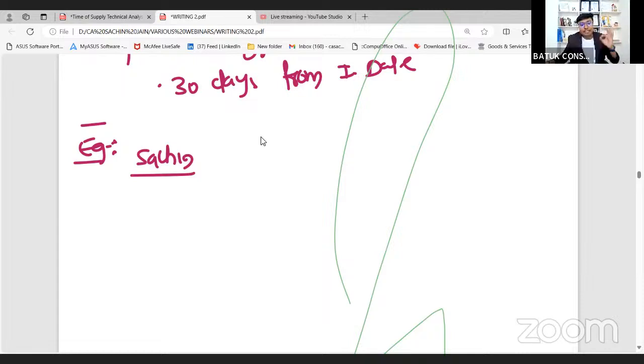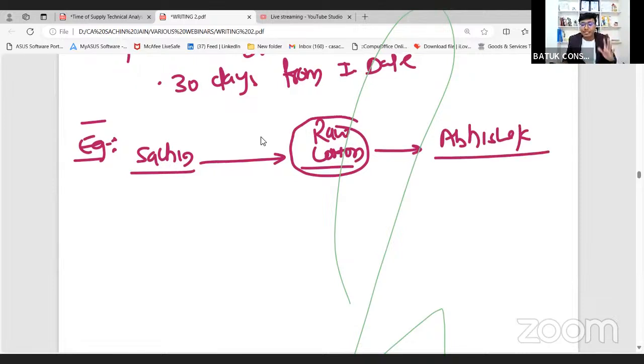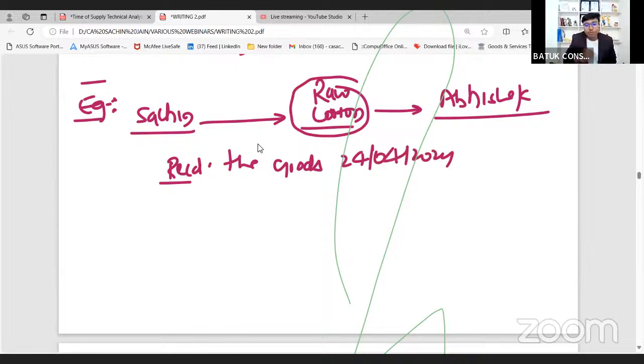Sachin has supplied one specific goods, that is raw cotton. And as per section number 9 subsection 3, whenever there will be a supply of raw cotton by an agriculturalist to any other registered person, in that case the provision of RCM will be applicable. So suppose Sachin has made the supply to Mr. Abhishek. Okay. Now, in this specific scenario, suppose Abhishek has received the goods on 24th of April 2024.